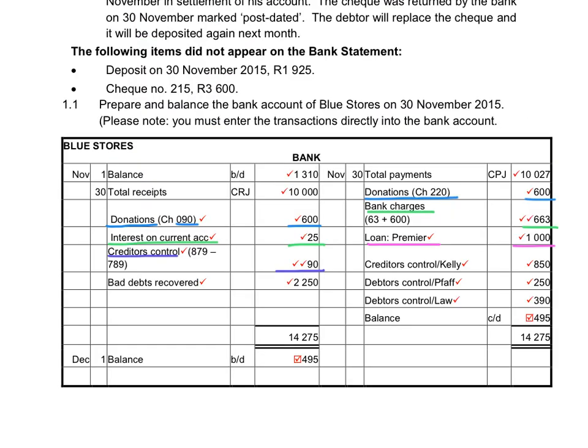The bank account is credited with 850. We are paying our creditor to show that we owe them less money, and we will debit the creditors control account in the general ledger and we will also debit Kelly's account in the creditor's ledger.